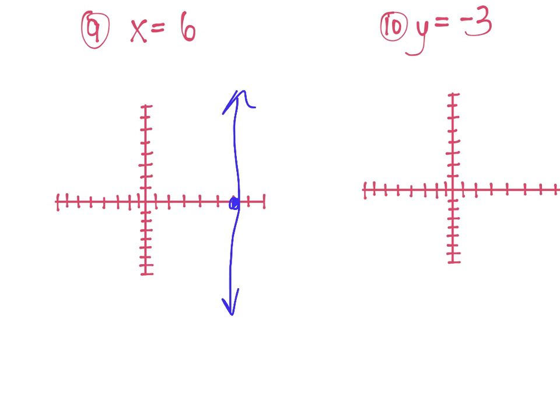Domain is what values? X. So what's the domain here? X. 6. Perfect. It's not negative infinity to positive infinity. What is the only x value that works on this graph? 6. That's it. So if it gives you x, then you're going to have to pick. I guarantee you there's 4 answer choices. One will look like that. One will have a horizontal line through 6. And some of you are going to pick it.